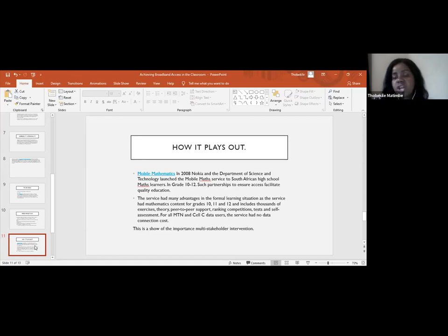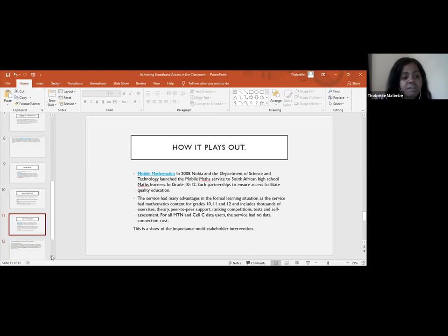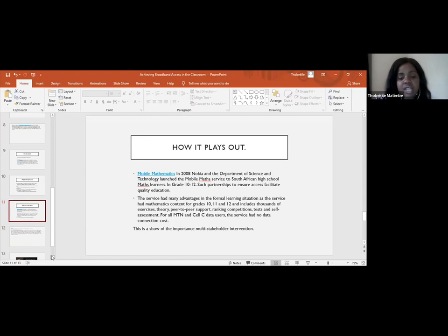So you find that there was this collaboration or multi-stakeholder intervention that was able to actually ensure that children were able to access education and to increase access to online platforms through not even just a reduced data cost, but also ensuring that there was no data connection cost that came with it.